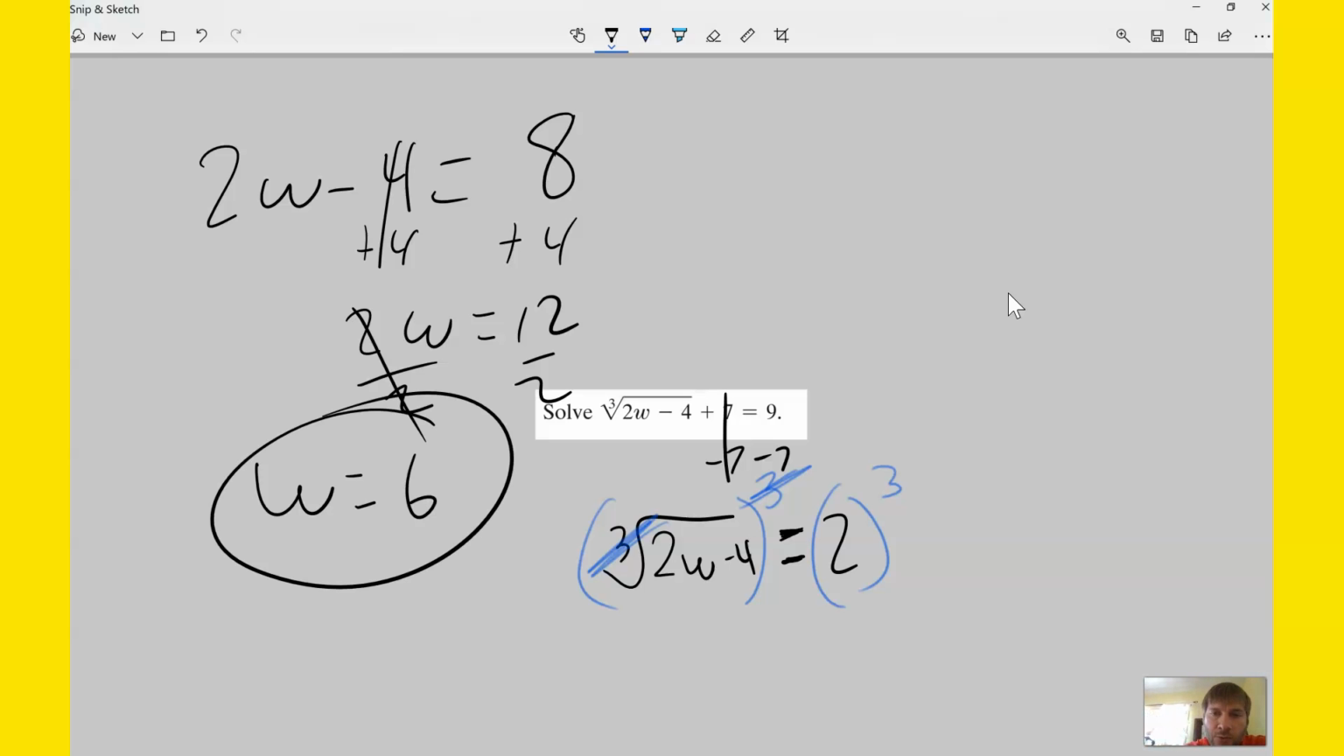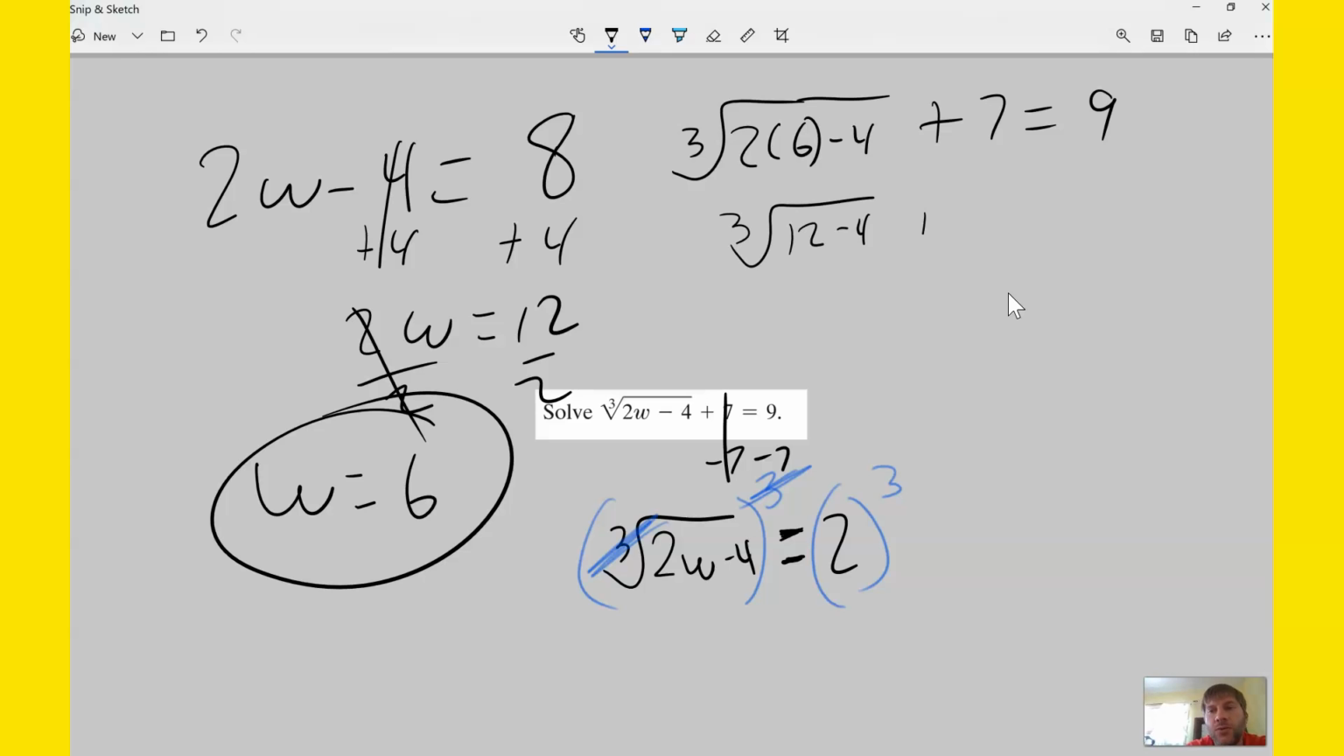And then you might want to check it. The cube root of 2 times 6 minus 4. Usually with odd numbered roots, you're not going to have any problems. It'll always check fine with odd numbered indexes, but let's just check it anyway. 12 minus 4 plus 7. So the cube root of 8 plus 7. So 2 plus 7. So that works.